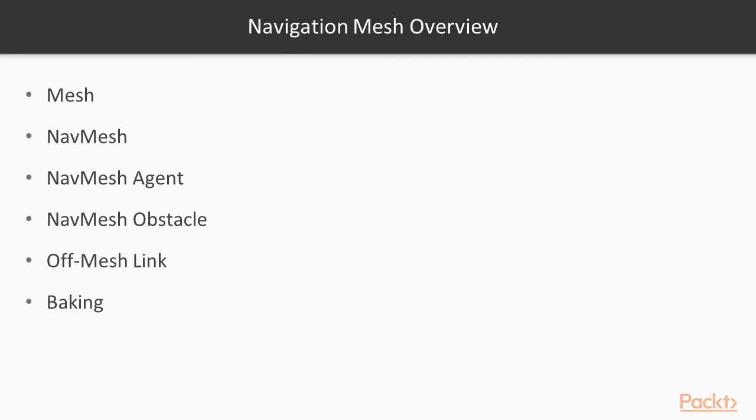Before we demonstrate navigation meshes, it is important to understand the associated terms. Our first term is mesh. A mesh is a collection of connected vertices, edges, and faces that comprise a polygon. They are used to create 3D models. Navigation meshes, also referred to as nav mesh, are used to define the game world areas where your characters can travel. A nav mesh agent is a component that can be used to help characters avoid one another.